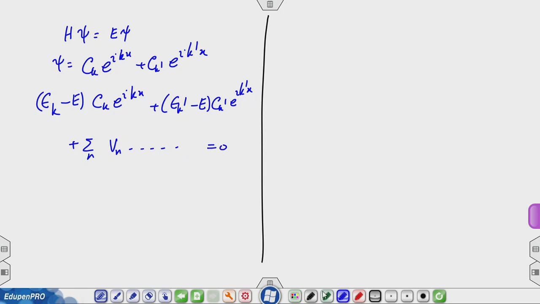Let me now multiply by e^{-ikx} dx and integrate. I am going to get (epsilon_k minus E) c_k. Since k is not equal to k', the other terms are going to give me 0. Let this be an exercise for you.